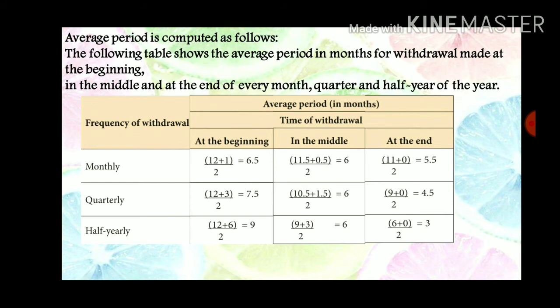So half-yearly, at the beginning the average period is 9 by 12, in the middle 6 by 12, at the end 3 by 12. So this is a very, very important chart. I hope students you go through the chart. Through the chart we can easily find out the interest on drawings by the average period method.